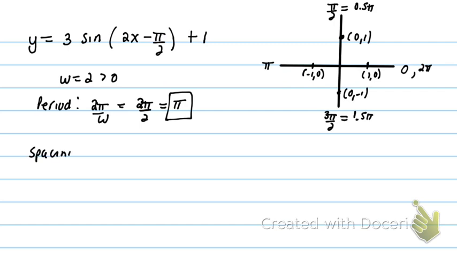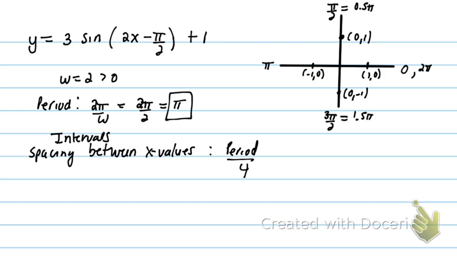Now you're going to do your spacing between your x values, which I don't know why I did it backwards, because we normally just call this our what? Intervals. And we always take the period and divide it by 4. So for us, what do we get? Pi over 4. Okay, then what else do we, oh, start and end, right? We get start value, end value, so forth.